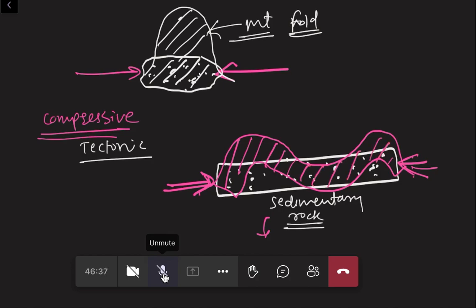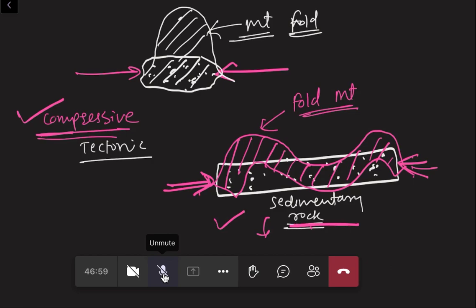Okay, so these are nothing but fold mountains. Remember always that the fold mountains are formed because of compressive forces first. Second, they are of sedimentary origin: sedimentary rock gets uplifted to form the fold mountains.